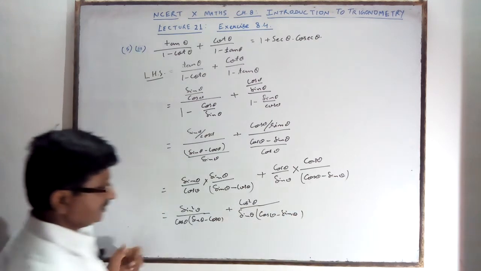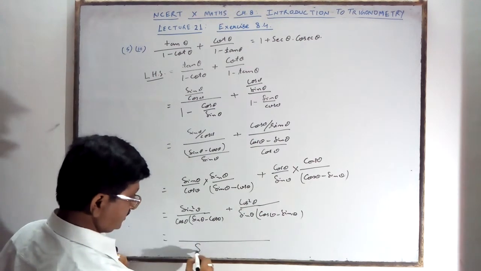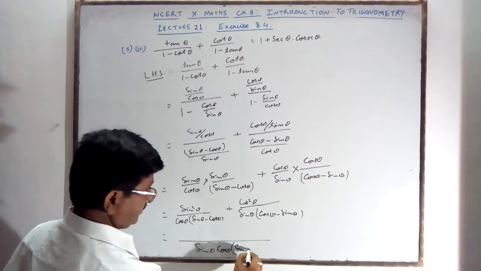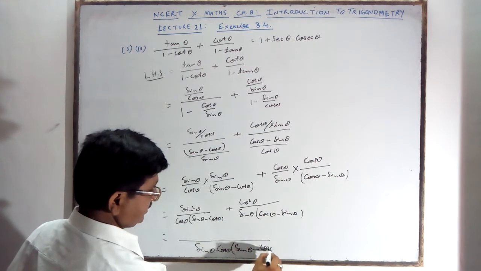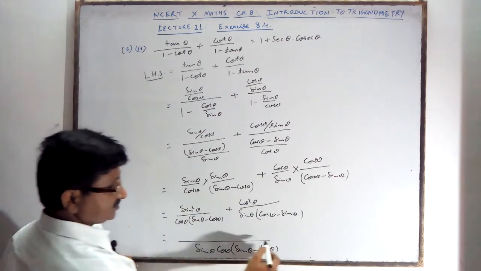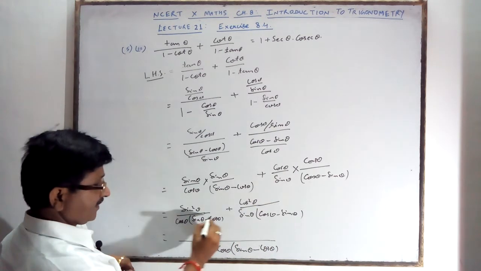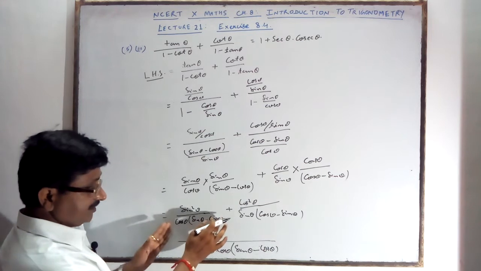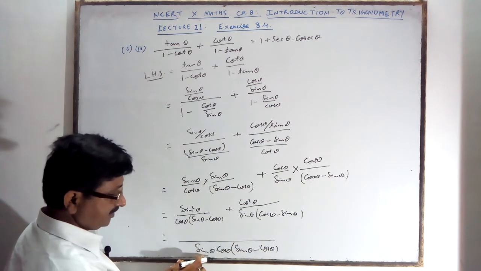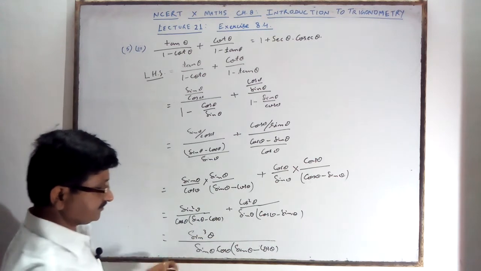Now what will you do? Take the LCM of the denominator, sin theta into cos theta and sin theta minus cos theta. I am taking both the same bracket. What is the change? Here sin minus cos, here cos minus sin. So when you take minus common here, cos goes that side and sin will come. So here sin square theta, when you divide the LCM by this denominator, cos cancels, this bracket cancels, what will be there? Sin. So sin into sin square theta gives you sin cube theta.